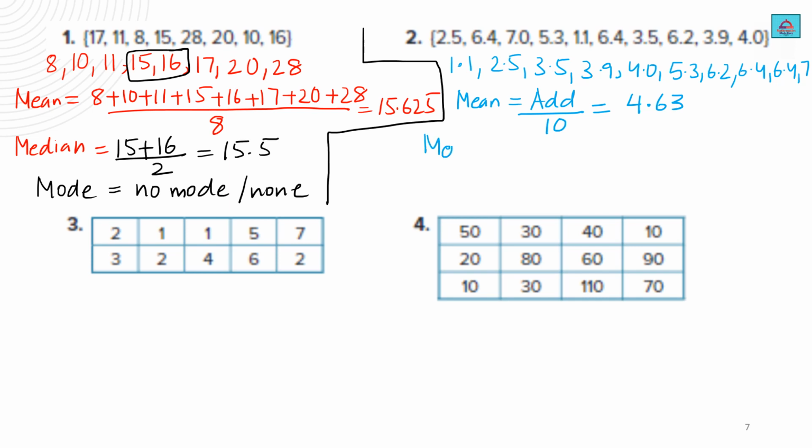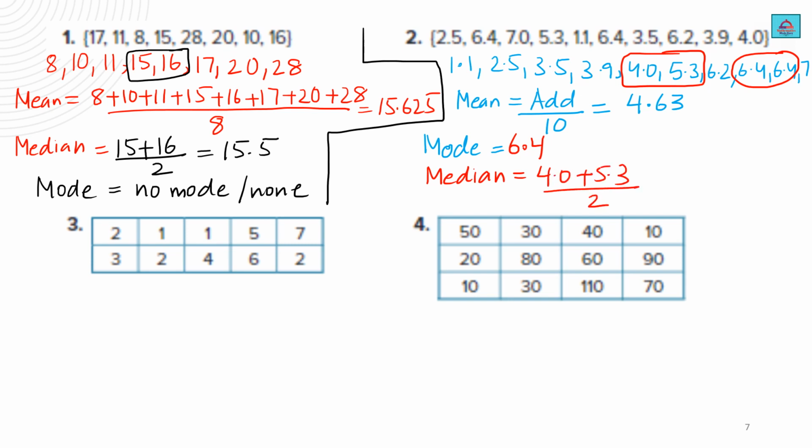Then you go over to the mode. Mode is the most repeated, and if you see carefully, only one number is repeated here, that is 6.4. So 6.4 is the mode. For median, we take the middle values. So 1, 2, 3, 4, 5, 6, 7, 8, 9, 10. There are 10 numbers. So the middle value will be in between. That is the average of 4.0 plus 5.3 divided by 2. So this is going to be 4.65.